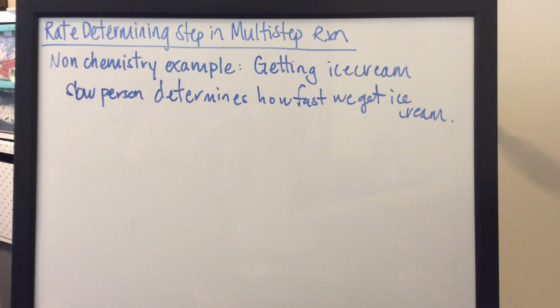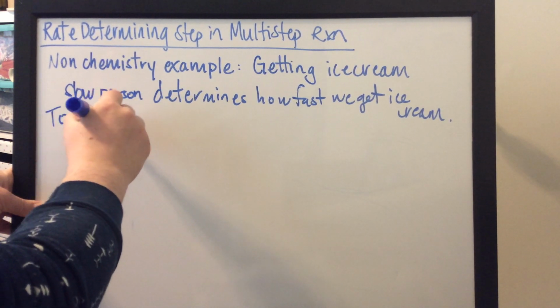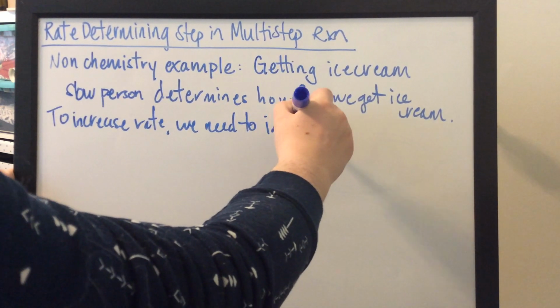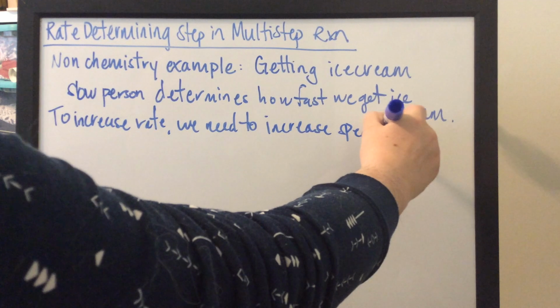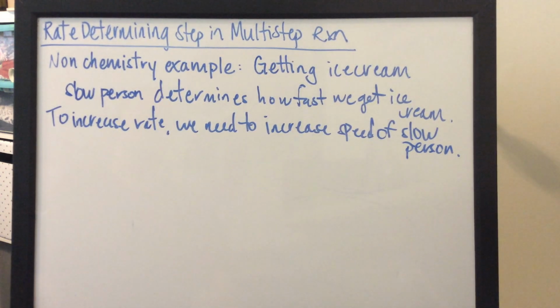So the only way that we can get ice cream faster is if we get that slow person to Dairy Queen faster. So to increase our rate, so to speak, right, to increase how fast we get ice cream, we need to increase the speed of the slow person, right? Think about it. Getting the rest of us there faster won't help the situation at all because the rule still stands. We can't get ice cream until everybody is there. So getting the rest of us there doesn't help our situation. But if we can increase the speed of that slow person, then we can get ice cream faster.